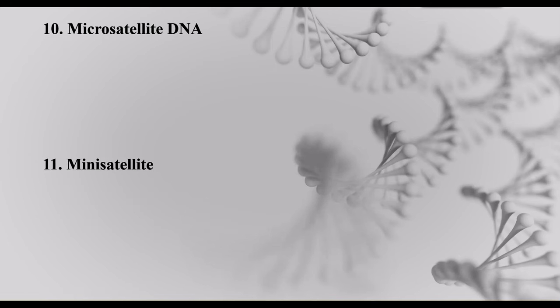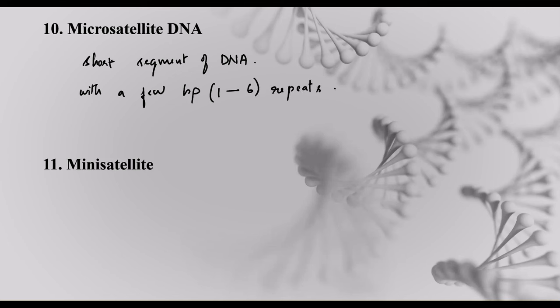Coming to microsatellite DNA, there is not much about this. Actually, it is a short segment of DNA. Obviously, it repeats nitrogen bases, but with only a few base pairs, like 1 to 6 repeats. These few base pairs will be repeated multiple times in a particular genomic location. So this is all about microsatellite DNA.